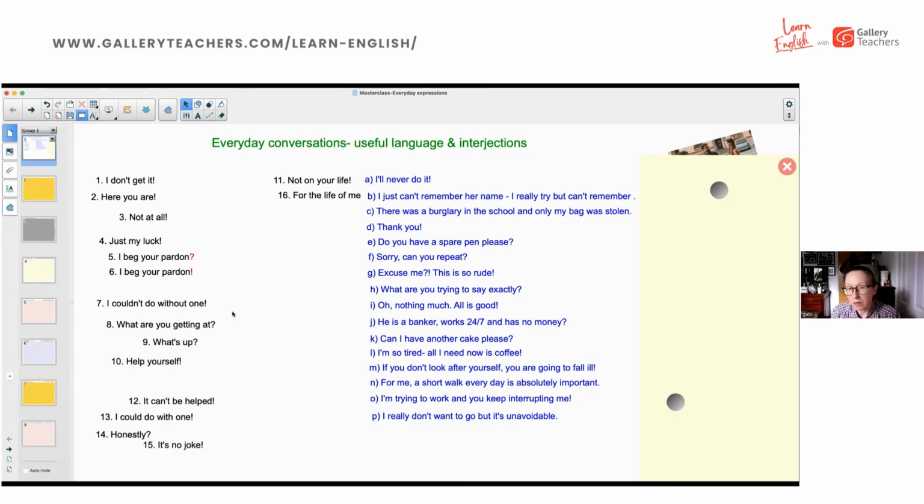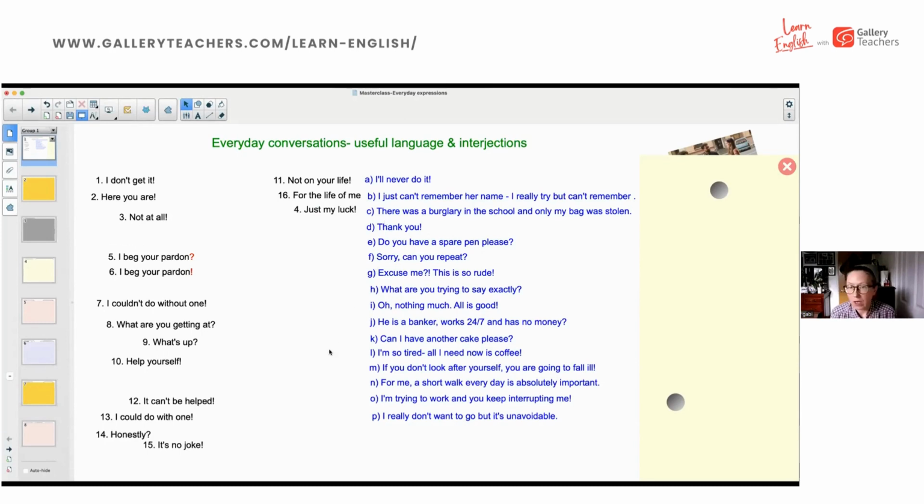This one is easy. So you were all saying that you use it. There was a burglary in the school and only my bag was stolen. Nobody else's, just mine. What do we say? What do I say? Number 4, just my luck. That's it. How about D?